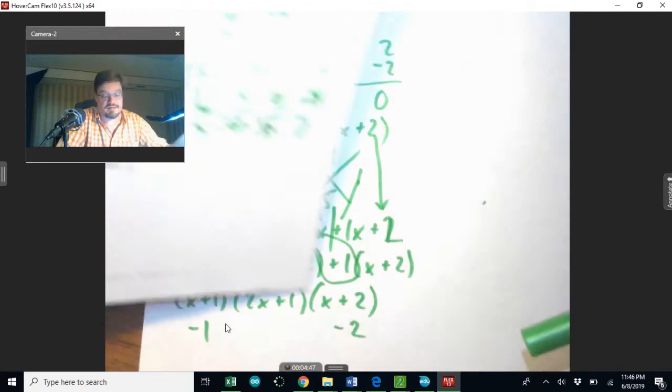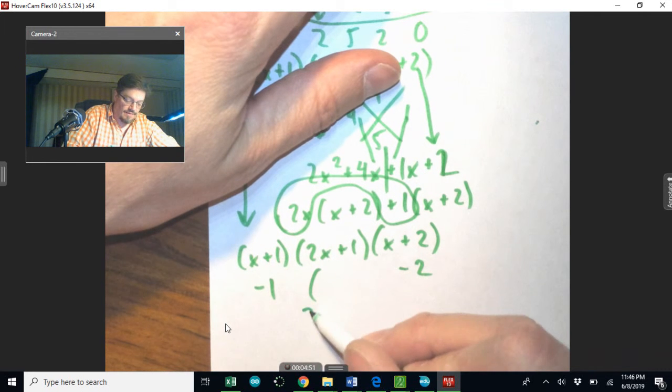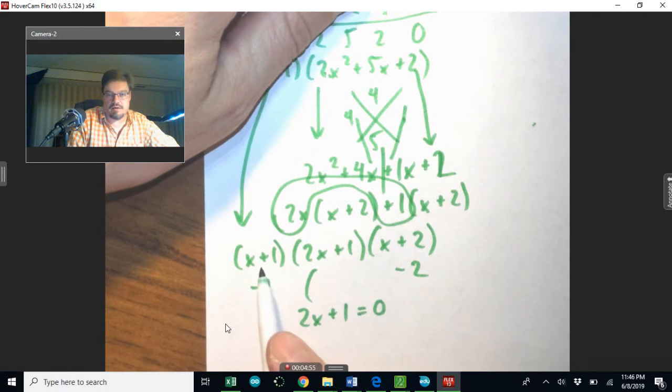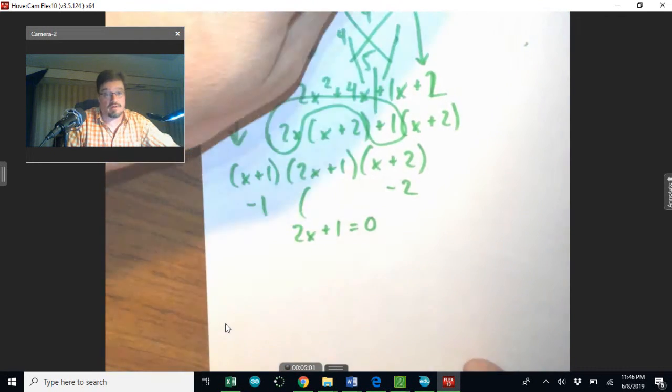But let's go ahead and see where the -1/2 came from. The -1/2 came from setting this guy equal to 0, just like I did here. But this you can do in your head. This you might want to do a couple steps. You know, when it's fresh, hopefully you can do it in your head.